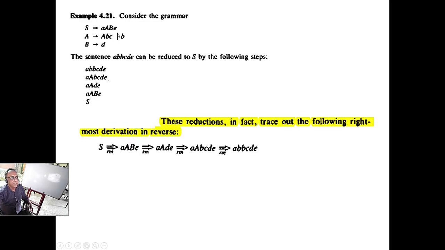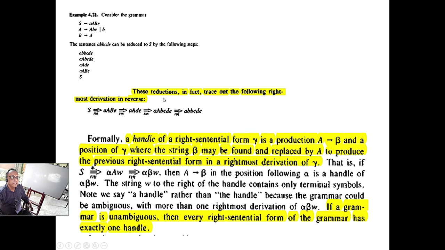Consider this grammar. The sentence can be reduced with the following steps. I have already shown this is the way. So this reduction is a trick.